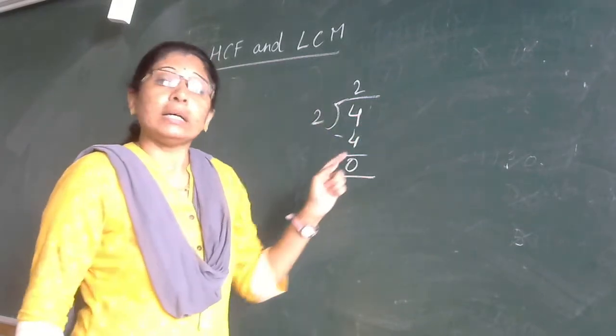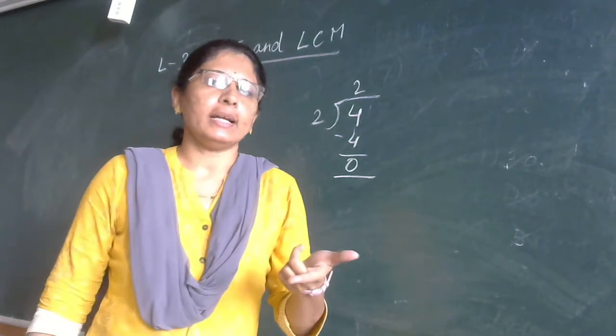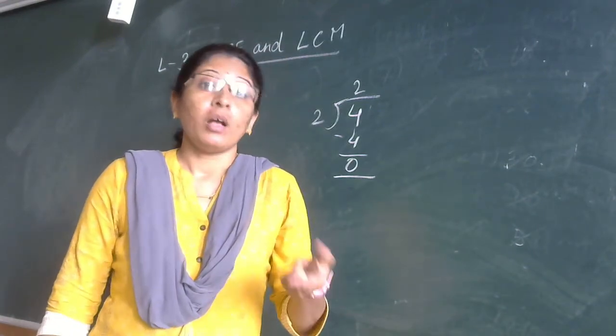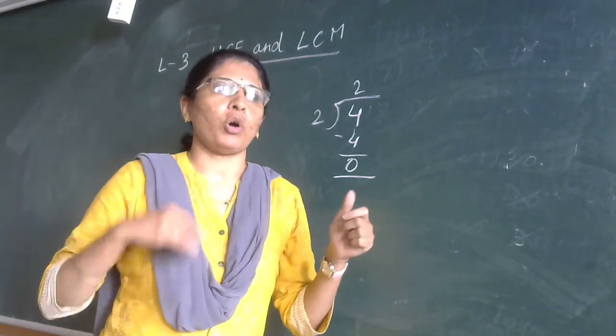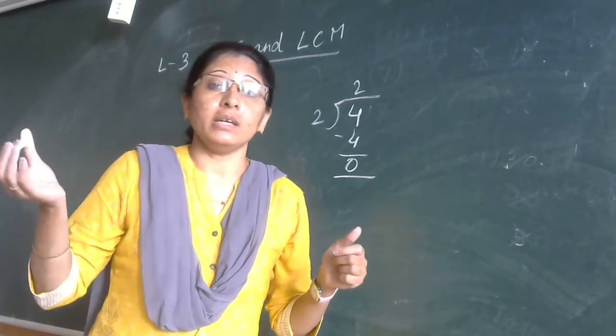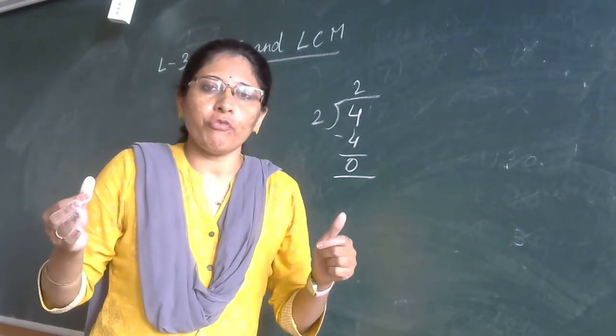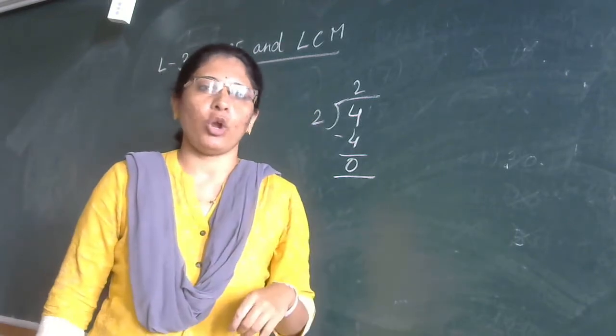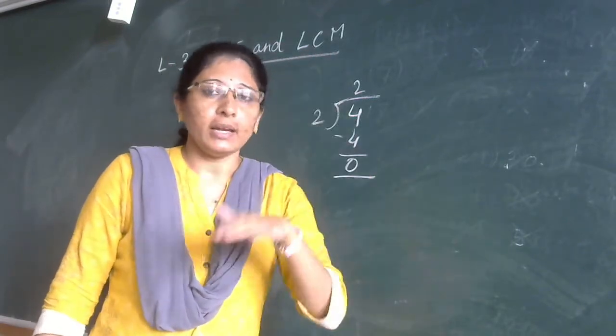Now for smaller numbers, we can directly divide and see. But for larger numbers, for lakhs, crores, millions and all, it is difficult to find out whether that number is divisible or not. We have to sit and divide it.